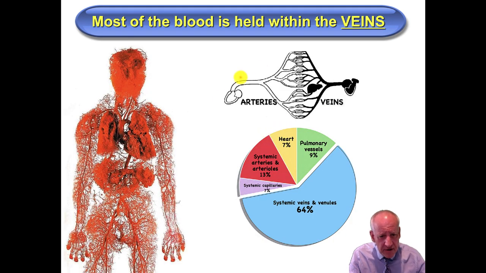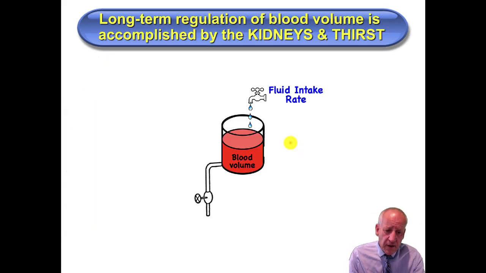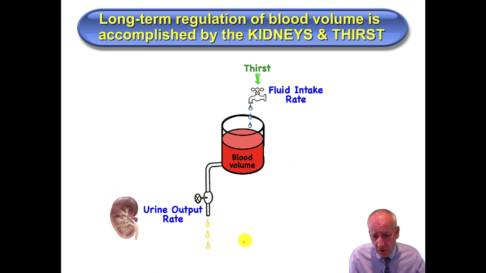Recall that there's about 5.5 liters of blood circulating in our vasculature, and that 2/3 of it is held within the systemic veins and venules. And so the veins are called the venous reservoir because the majority of the body's blood is held within them. The extracellular fluid volume, and therefore the blood volume, reflects a balance between fluid intake and urine output.